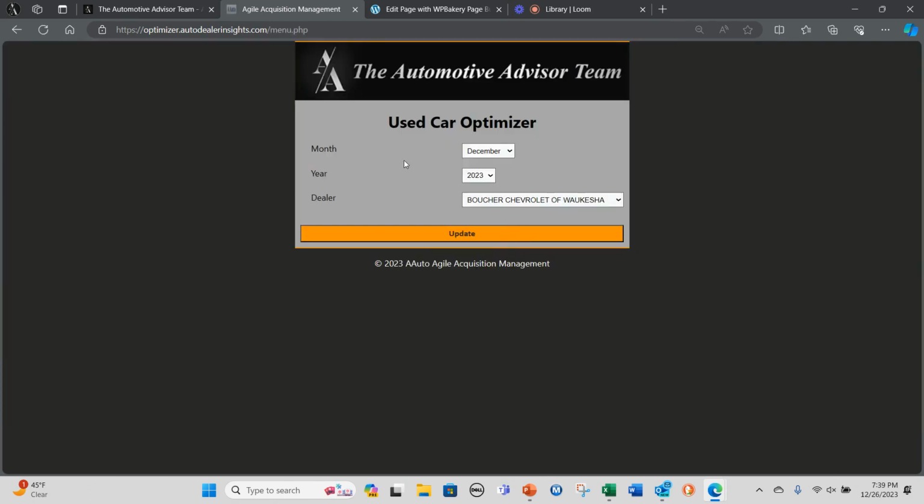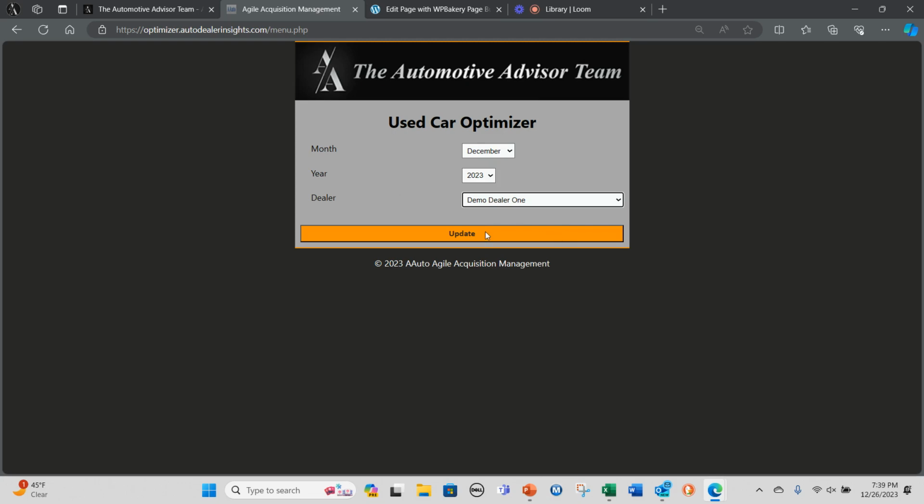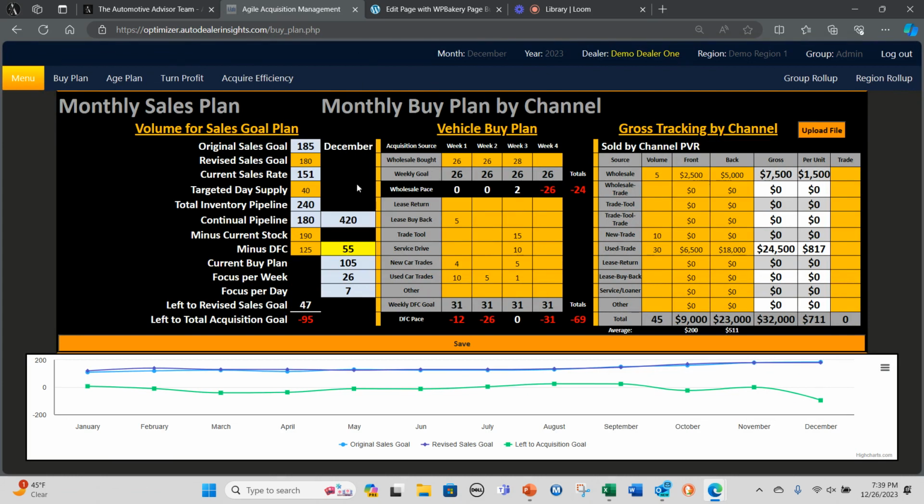So you log in here. You can see here I am a demo dealer, so we're going to go to demo dealer 1. We'll look at the tool, and as you can see, it's broken up into 3 sections. We have the volume of sales that you need to make your volume of inventory that you need for your sales plan. We have a vehicle buying plan, and then the gross tracking by channel.